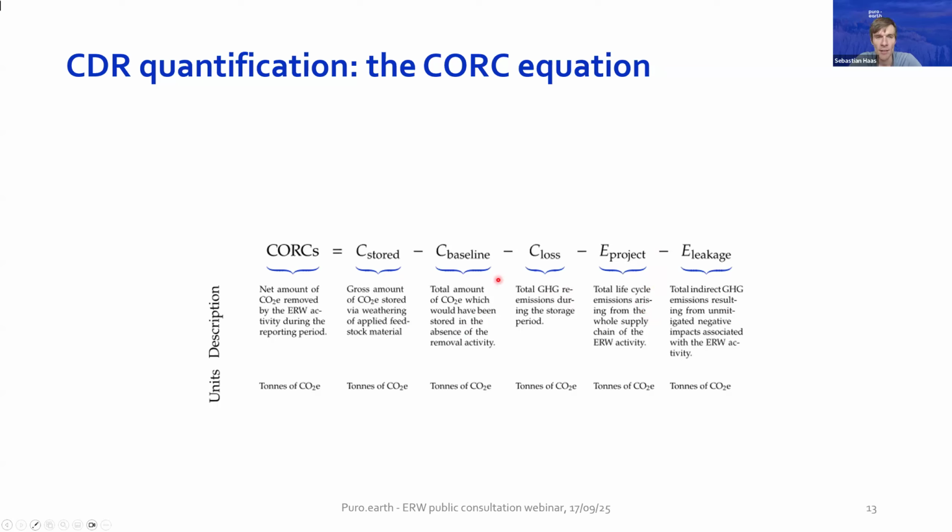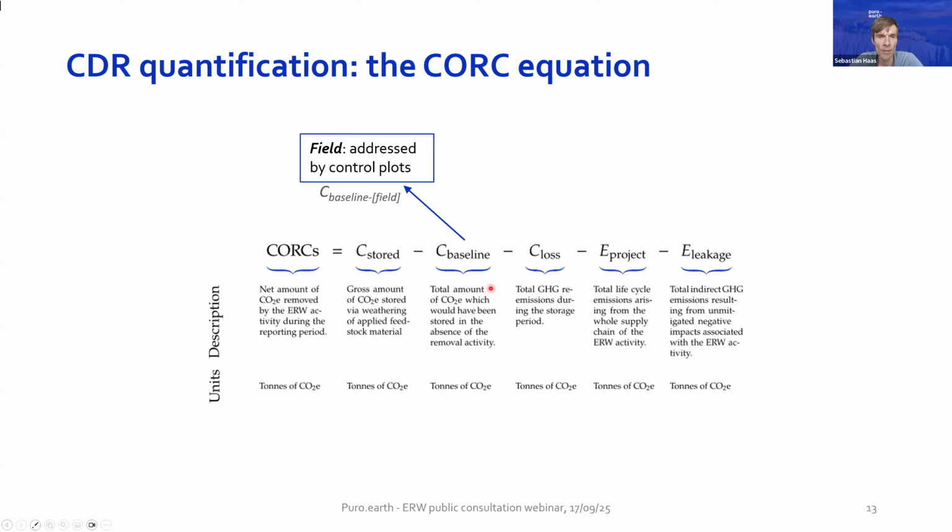So for the baseline term in the Cork equation for ERW, it has two components. The first one is the in-field component, which is addressed in this methodology by control plots. So here we're talking about weathering that would have occurred anyways in the field, even without the ERW intervention. And that can be controlled by control plots to which no feedstock is applied.